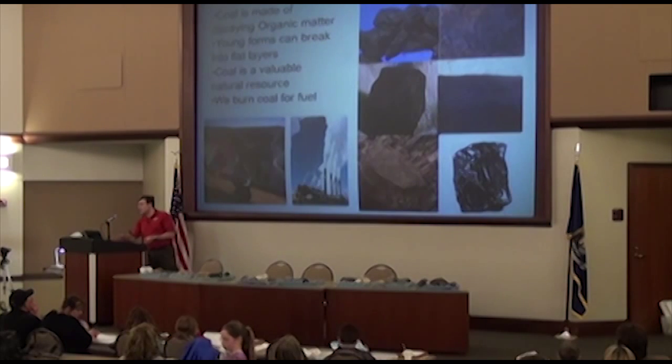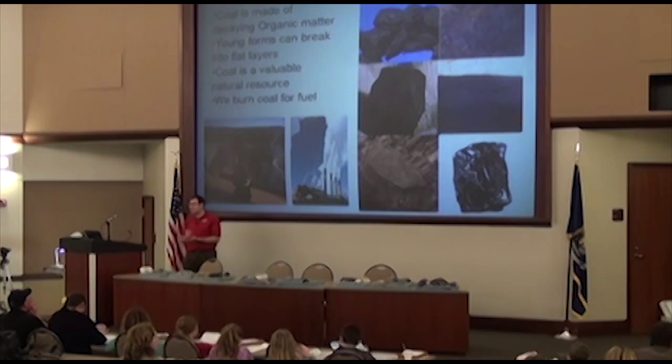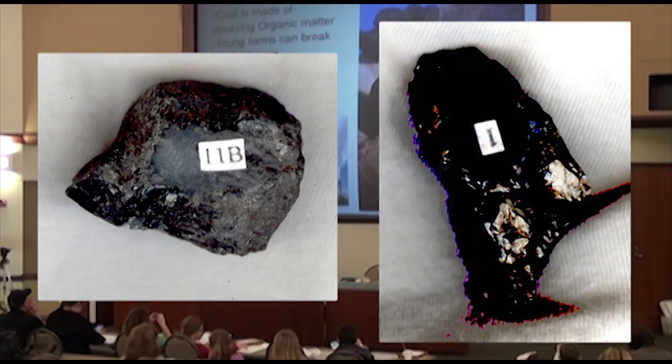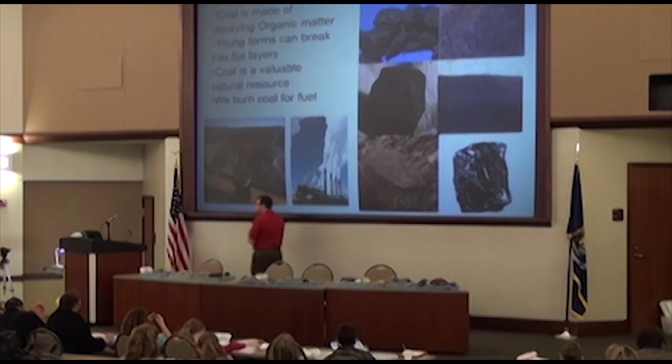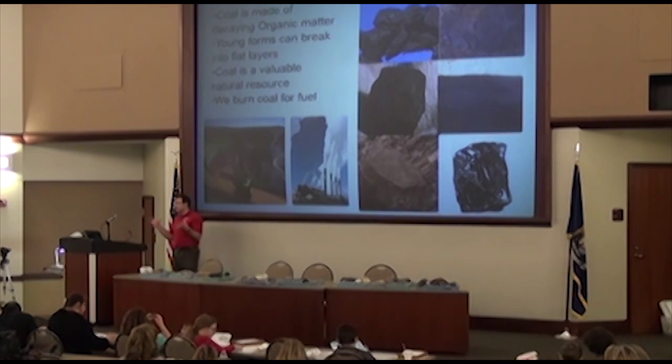Okay, next we're going to talk about coal. So grab out 11B and that sample 1 out of your egg crate. So coal is made from decaying organic matter. What does organic mean? What does that word mean? Yeah, natural. Okay, even more descriptive. Can somebody give me a more descriptive word than natural? Yeah, living. That's the key word that I was looking for. So coal is made from decaying organic matter, stuff that used to be living.